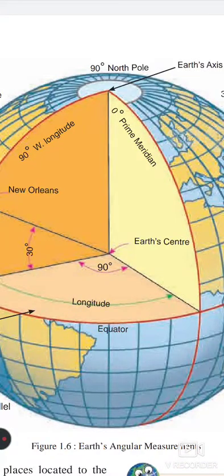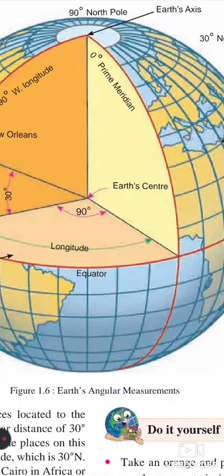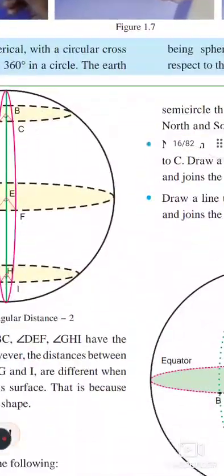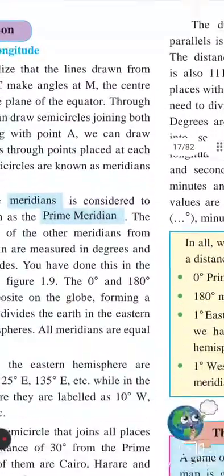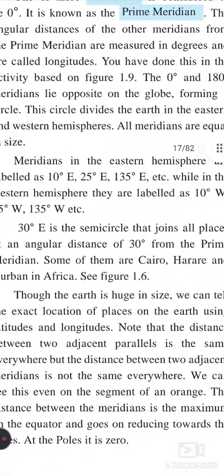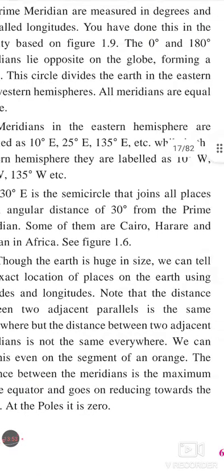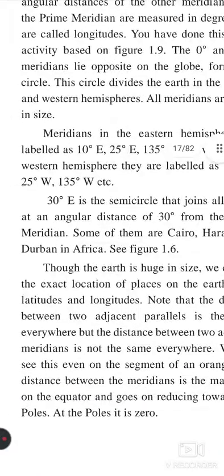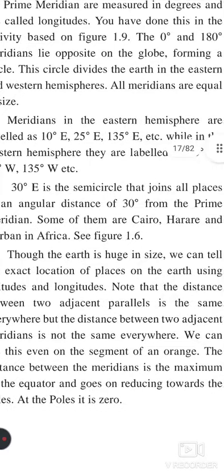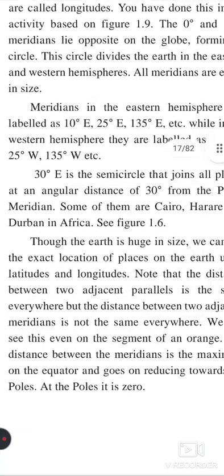Here, this is the prime meridian, that is the Greenwich line. Though the earth is huge in size, we can tell the exact location of places on the earth using the latitude and longitude.